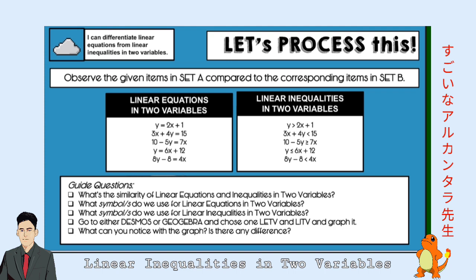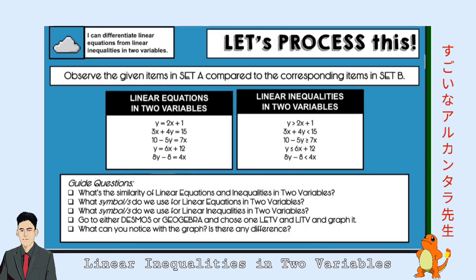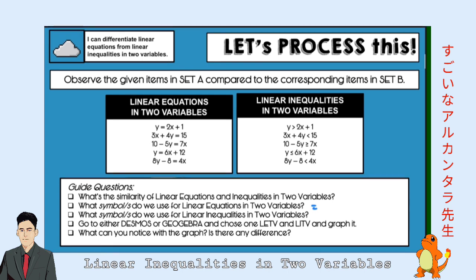Okay, so in terms of similarity of linear equations and inequalities, it's from the name itself, two variables. So we're still talking about the x and y variables here. And then this is what I'm trying to imply. What symbols do we use in linear equations in two variables? We simply use the equal sign, right? Because the name is equation, so we use the equal sign.